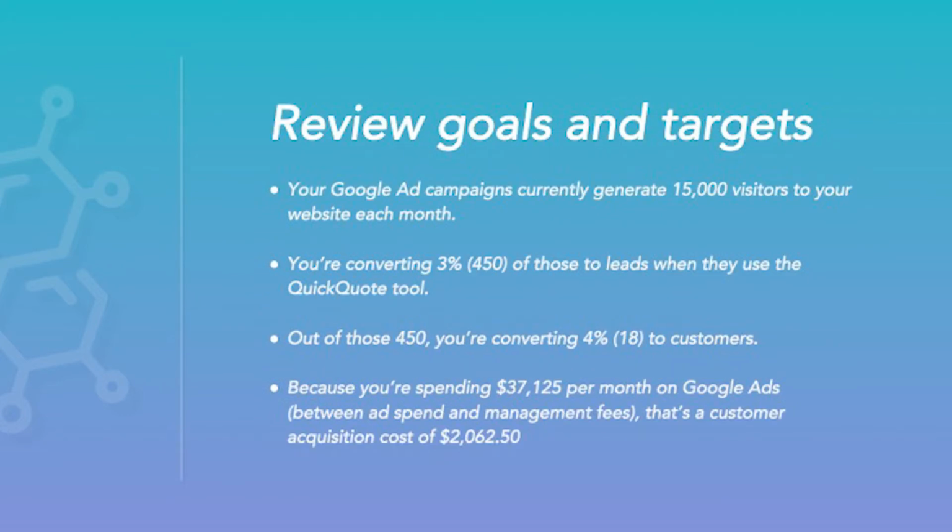Then review goals and targets. Your Google Ad campaigns currently generate 15,000 visitors to your website each month. You're converting 3%, or 450 of those, to leads when they use the Quick Quote tool. Out of those 450, you're converting 4%, or 18, to customers. And because you're spending $37,125 per month on Google Ads, that's a customer acquisition cost of $2,062.50.